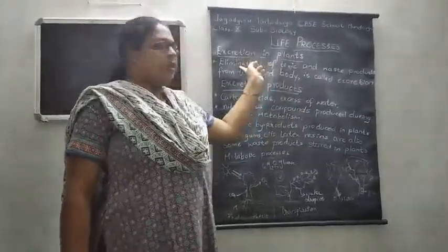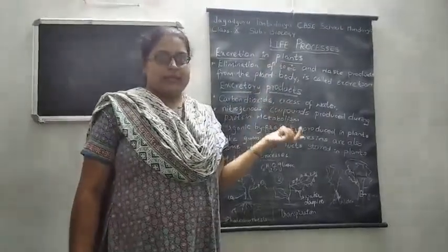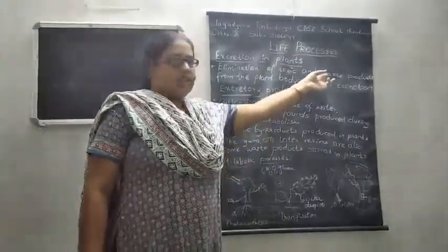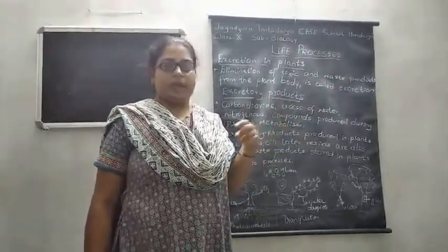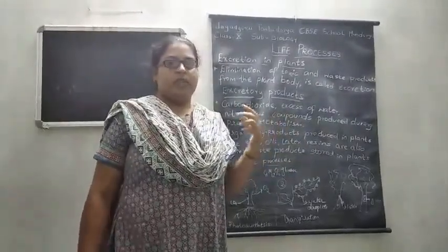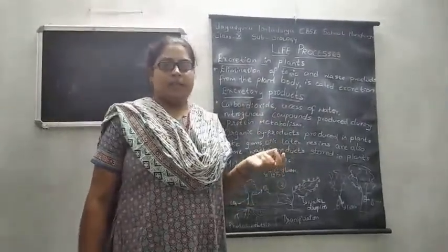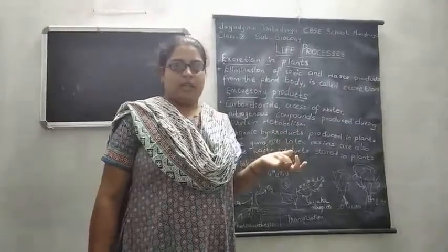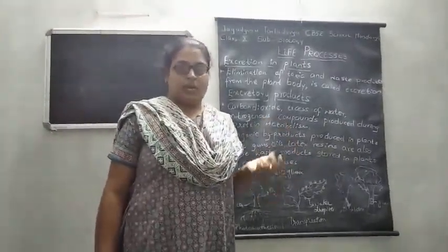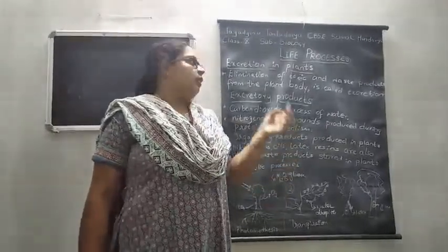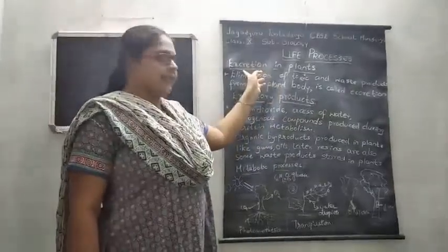Elimination means removal of toxic substances which are poisonous for the plant, and wastes which are not useful for the growth of the plant. So those have to be removed. If those are not removed, they are retained in the plant body, and it may cause harmful effects for the growth of the plant. It may make the plant non-functional and inactive. So the process of removal of those toxic chemicals we call excretion.